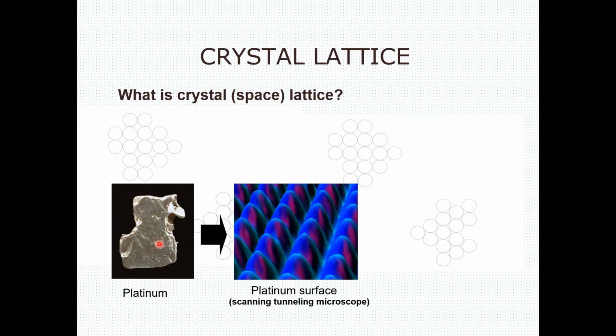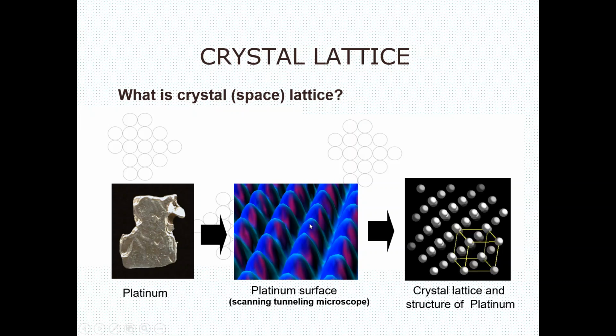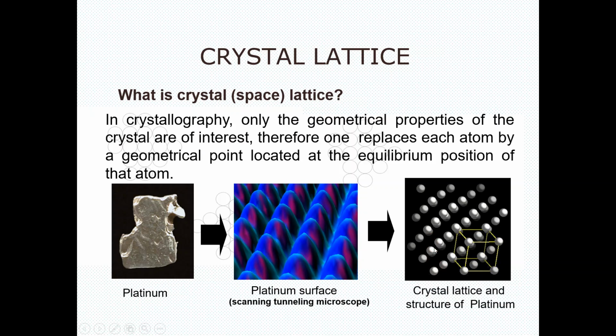But if you observe this particular crystal of platinum under a scanning tunneling microscope, you can see the platinum surface just like this. And if you draw the crystal lattice of the platinum, the structure will look like this. So what is meant by the crystal lattice? We remember that in crystallography we only deal with the geometrical properties of the crystals. Therefore, one replaces each atom by a geometrical point located at the equilibrium position of that atom.